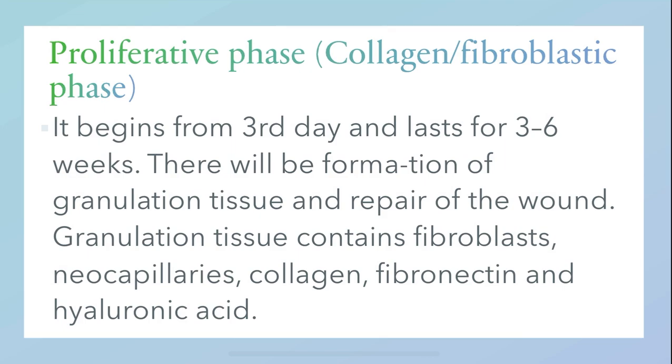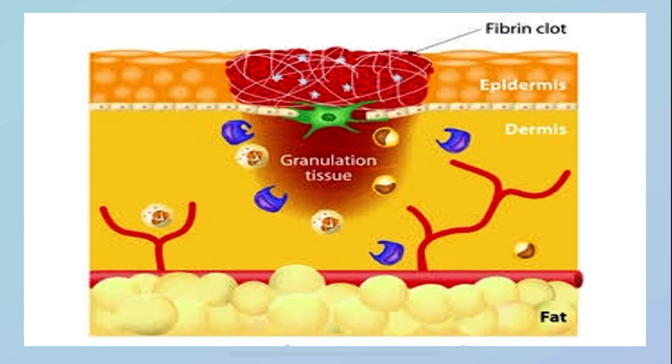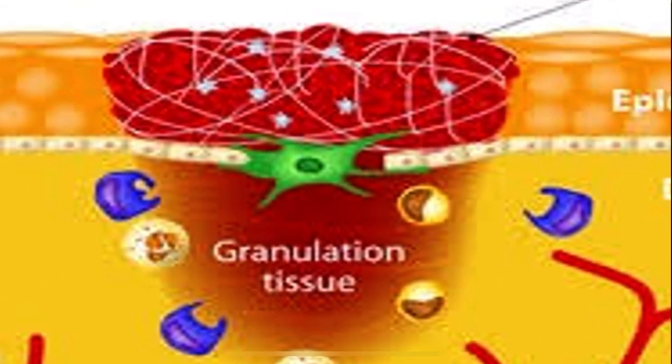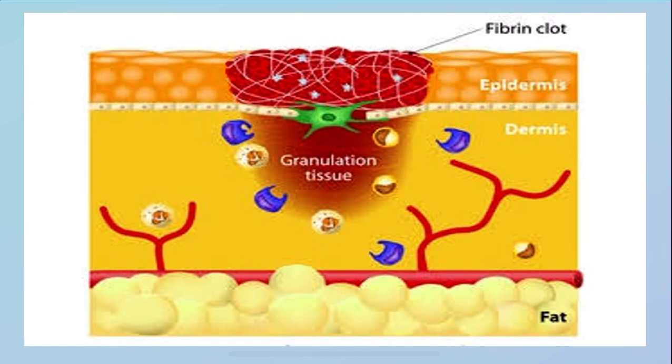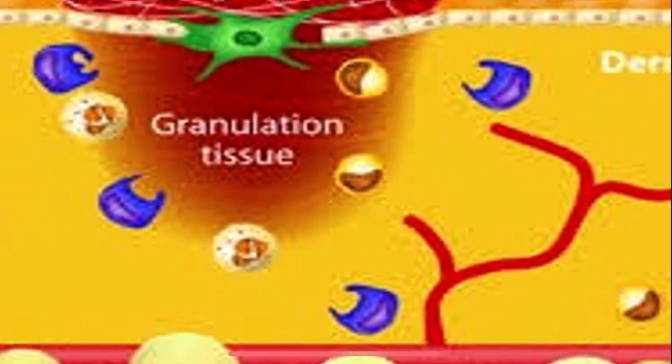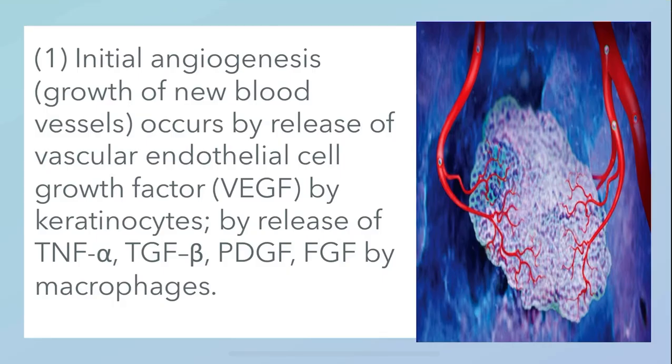Granulation tissue contains fibroblasts, neocapillaries, which are nothing but the new blood vessels, collagen, fibronectin and hyaluronic acid. So guys, you can see here the granulation tissue formation, the fibrin clot and the new blood vessels, neovascularization, in the proliferative stage. Initial angiogenesis: what is angiogenesis? That is nothing but the growth of new blood vessels. It occurs because of the release of vascular endothelial growth factor by the keratinocytes.